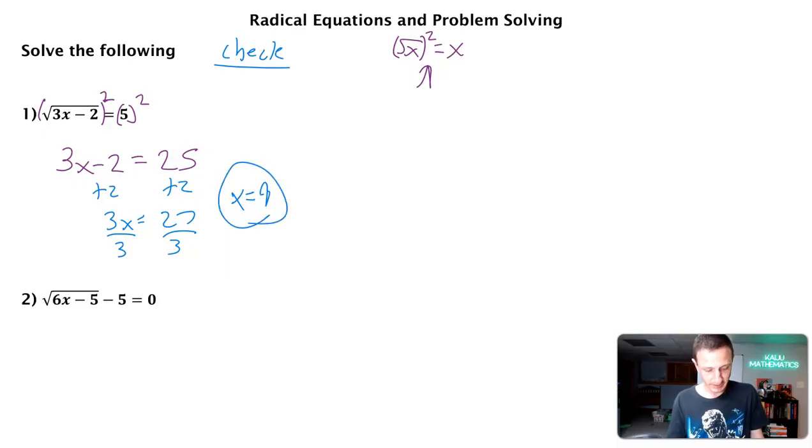You do want to just get in the habit of checking it. I might do some mental checks more than anything rather than taking the time out. But if you go through this just mentally, 9 times 3 is 27. 27 minus 2 is 25. Square root of 25 is 5, so it checks out.